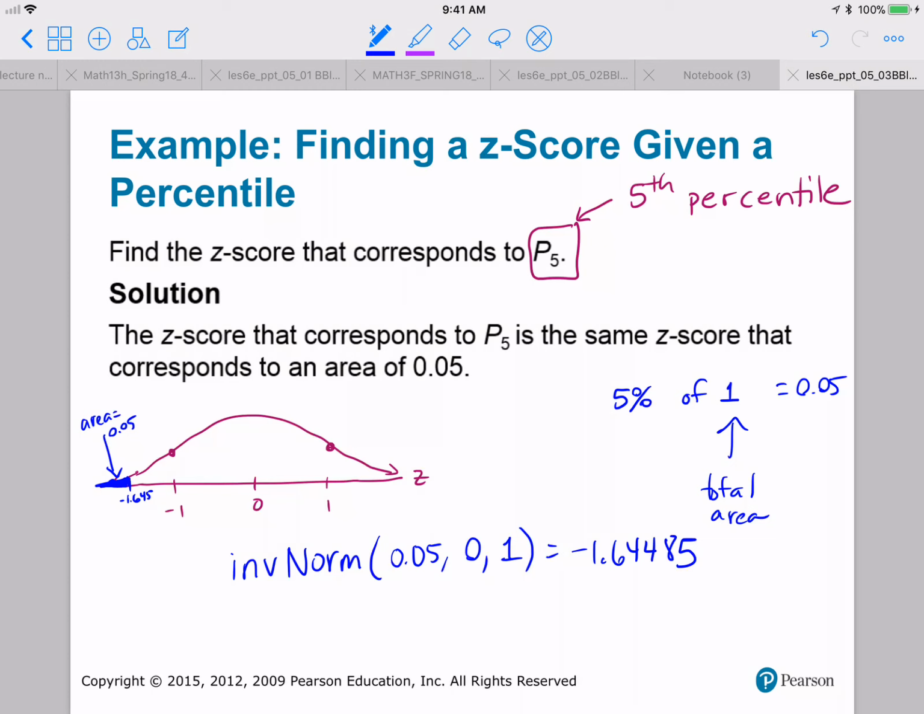So now, do you remember that if you have an event that occurs less than 5% of the time, that event is considered unusual? So here, negative 1.645 is the borderline, because if your z-score is less than that, then that means that event occurs less than 5% of the time. That is an unusual event.